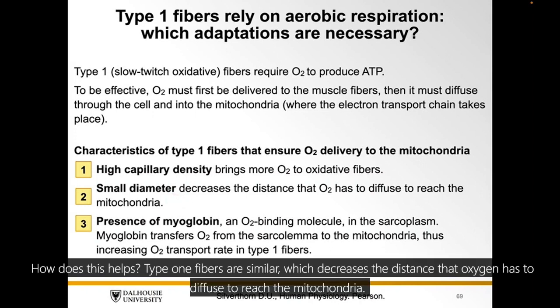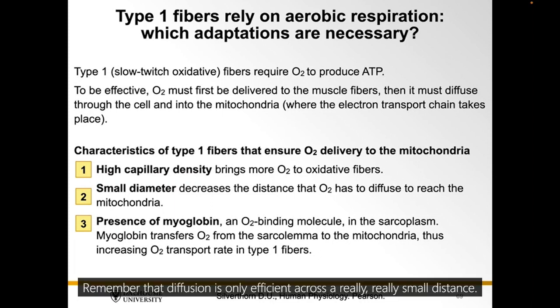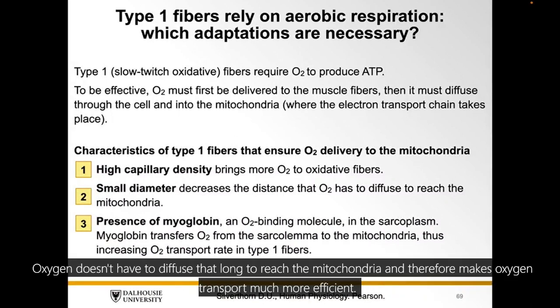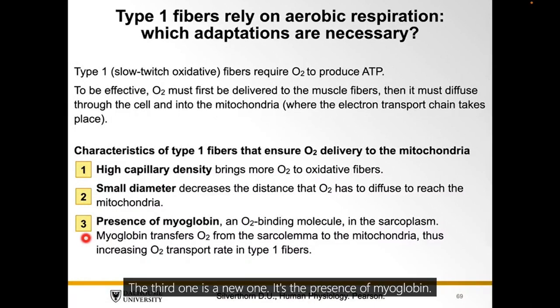How does this help? Type 1 fibers are smaller, which decreases the distance that oxygen has to diffuse to reach the mitochondria. Remember that diffusion is only efficient across a really, really small distance. So as the type 1 fibers are smaller, oxygen doesn't have to diffuse that far to reach the mitochondria, and therefore that makes oxygen transport much more efficient. The third one is a new one. It's the presence of myoglobin.